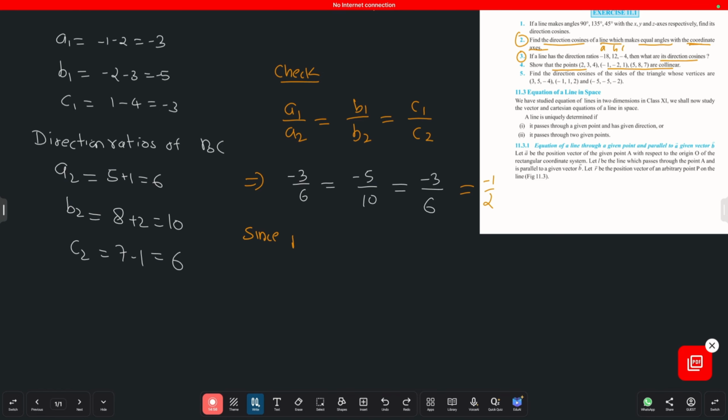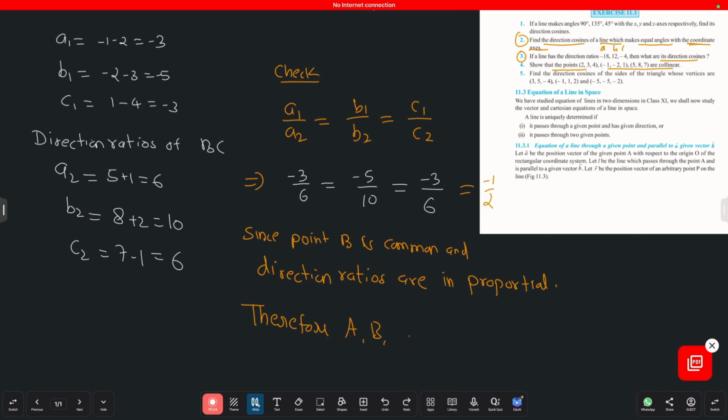Since point B is common and direction ratios are proportional, therefore A, B, C are collinear points. Okay, A, B, C are collinear points.